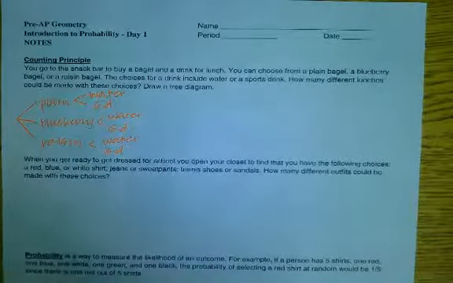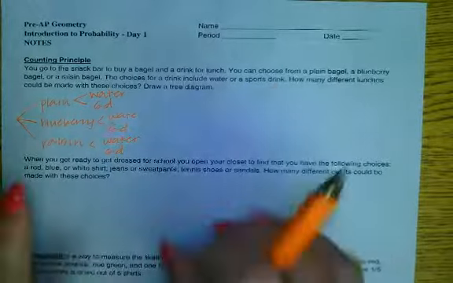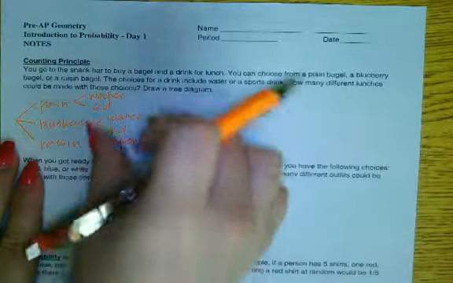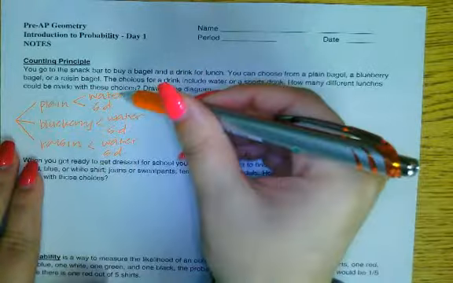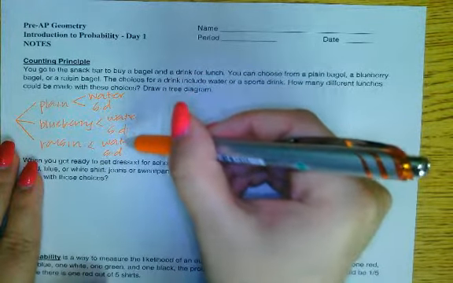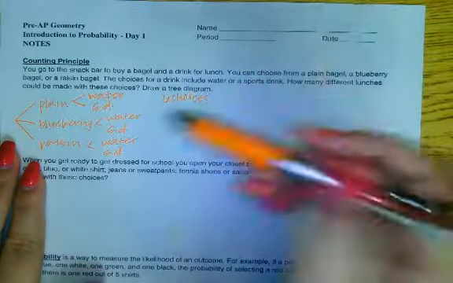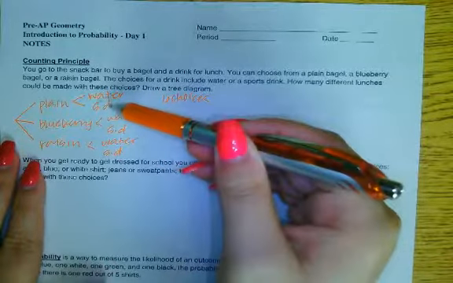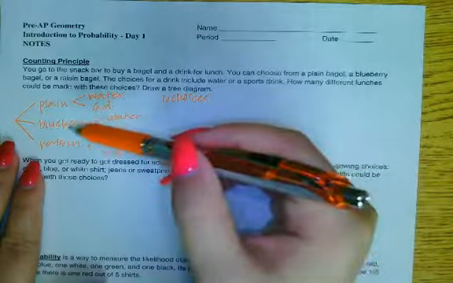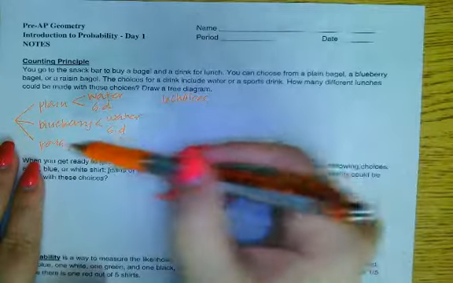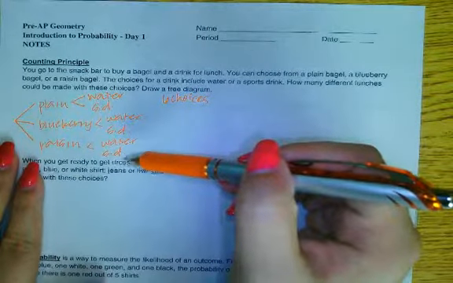Okay, and so when it comes to counting how many choices you have, you use the last column of work that you did. So I have 1, 2, 3, 4, 5, 6 choices of different combinations. So I can have a plain bagel with water, a plain bagel with a sports drink, blueberry with water, blueberry with sports drink, raisin with water, raisin with a sports drink.